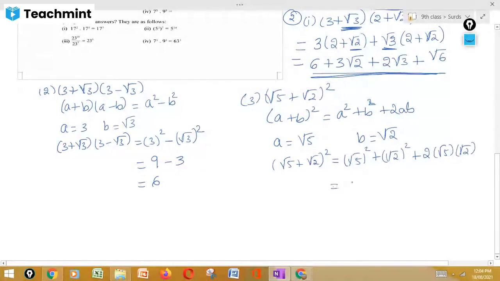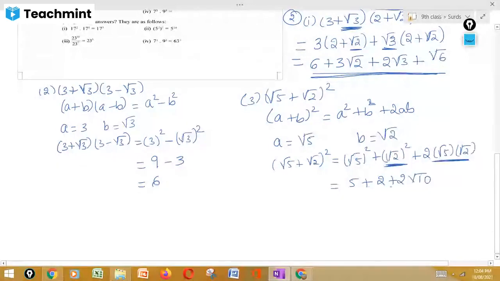Now root 5 into root 5. Why are we saying root 5 into root 5? Because it is a square, right? When we do the square, we are multiplying the thing two times. So root 5 into root 5 is 5. Root 5 into root 2, what is the product? 2 root 10. Very good.